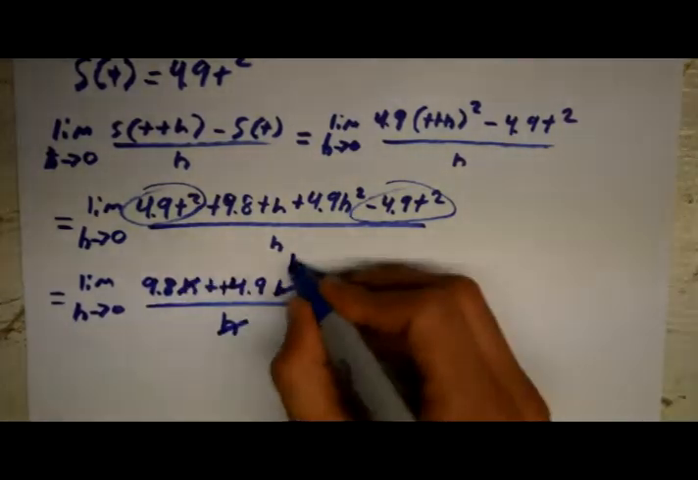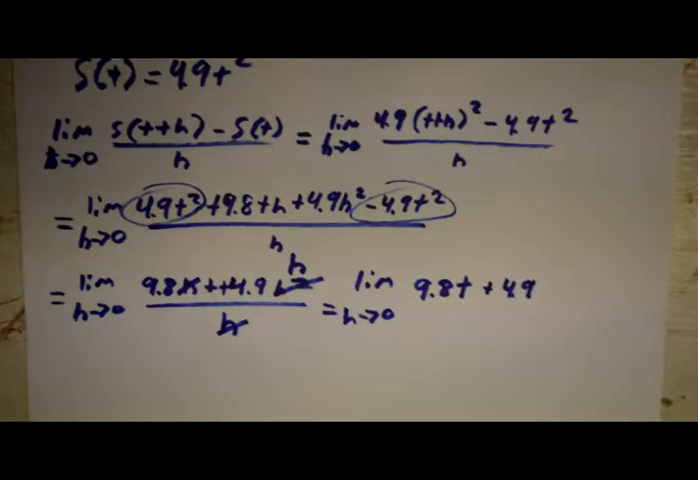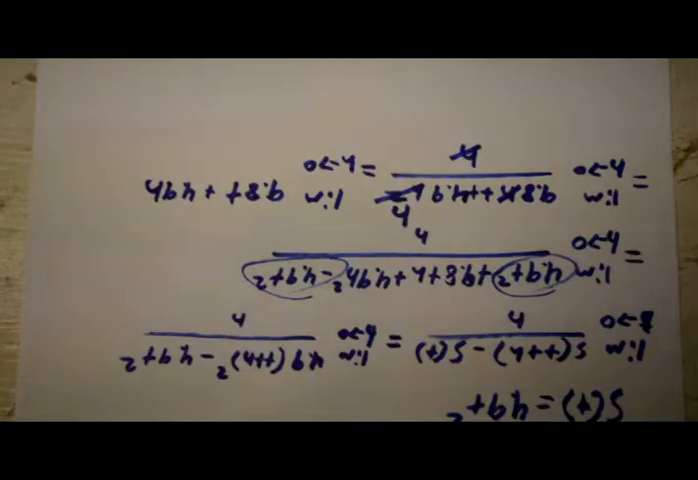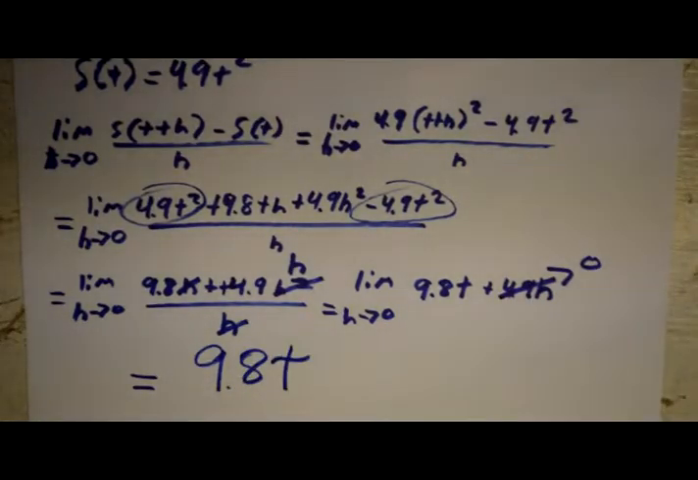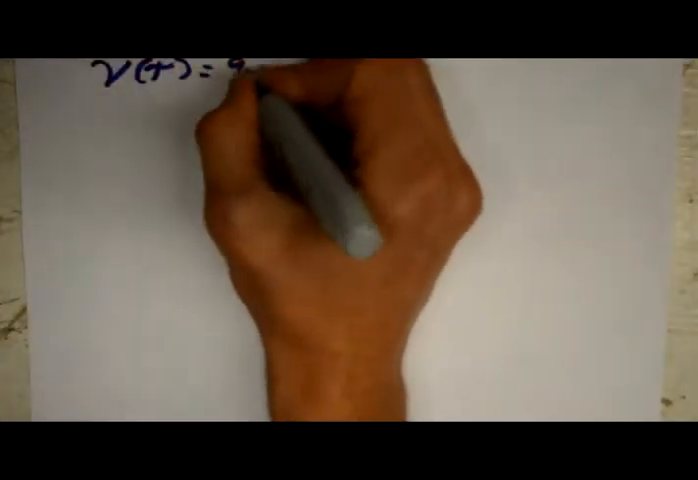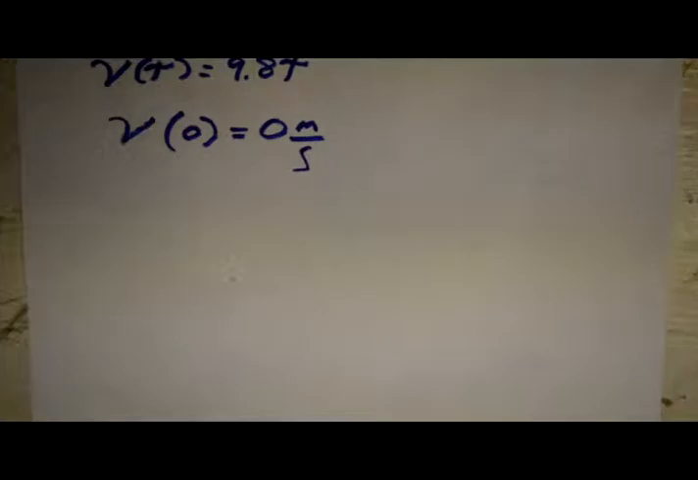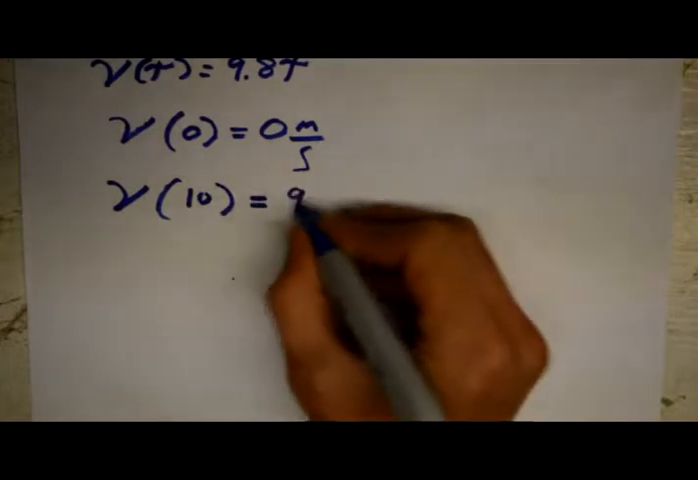At this point, I've done some basic simplification, and now I'm at the limit as h approaches 0 of 9.8t plus 4.9h. Because it's the limit as h approaches 0, you can make 4.9h equal to 0, which leaves you with 9.8t as the velocity equation. So v of t equals 9.8t, which means that at time equal to 0, the ball was not moving. And when the time is equal to 10, the ball is moving at 98 meters per second. Now, meters per second is arbitrary because I never actually put units into the equation, but it helps you see how powerful the derivative is.